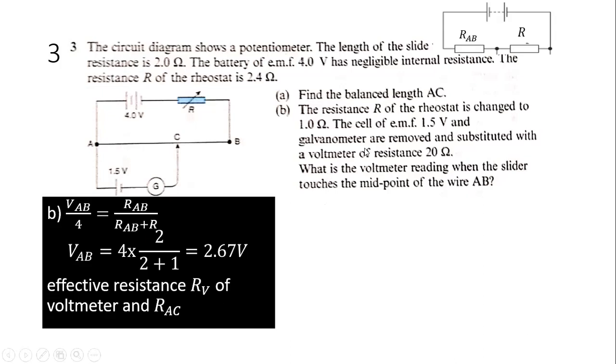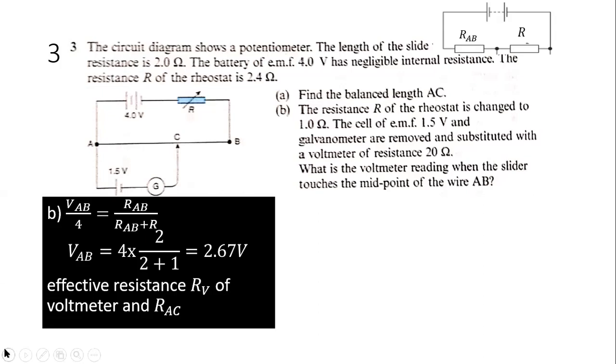The resistance R of the rheostat is changed to 1 ohm. This one changed to 1 ohm. The cell of EMF 1.5 volt and the galvanometer are removed and substituted with a voltmeter of resistance 20 ohm. This one becomes a voltmeter. What is the voltmeter reading when the slider touches the midpoint of AB?